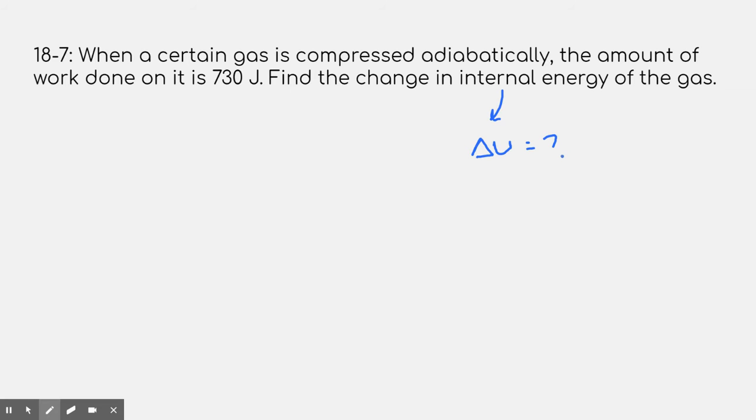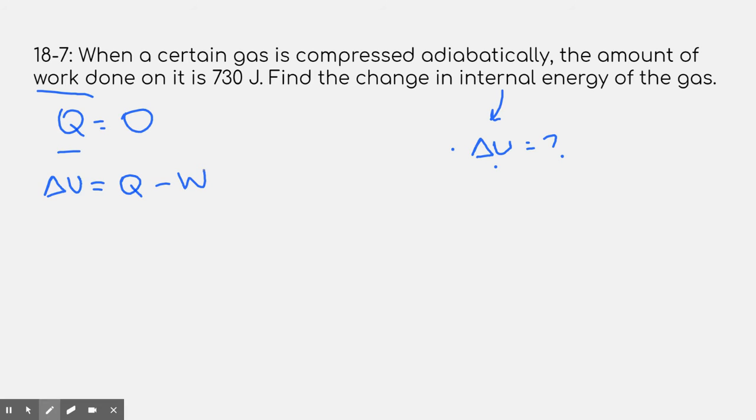In order to do this, let's remember a few things. First of all, what does adiabatic mean? If something is adiabatic, that means that Q equals 0. And we know we're looking for our delta U. So do we have an equation that relates delta U, the work, and Q? Yes, we do. It's the first law of thermo, which is delta U equals Q minus W.